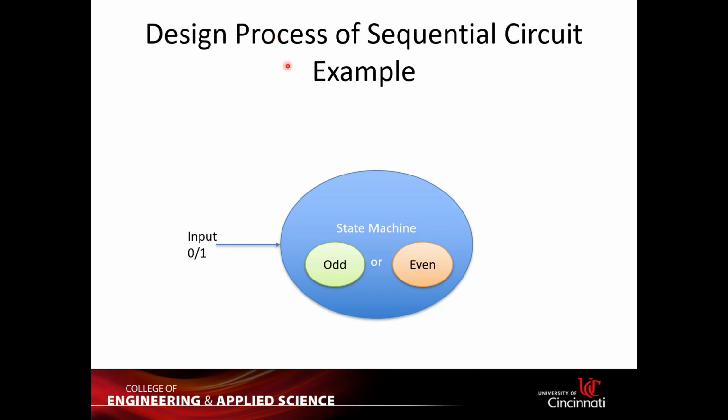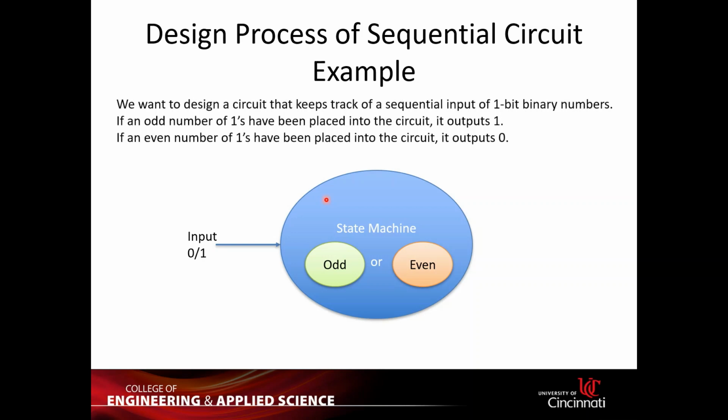So we can have the design process of a sequential circuit. Basically, let's go through an example. Let's say you want to design a circuit that keeps track of a sequential input of 1-bit binary numbers. So let's say I have a machine right here, and my input is either 0, 1, 0, 1, 0, 1, 1, 1, 0, 1, something like that.